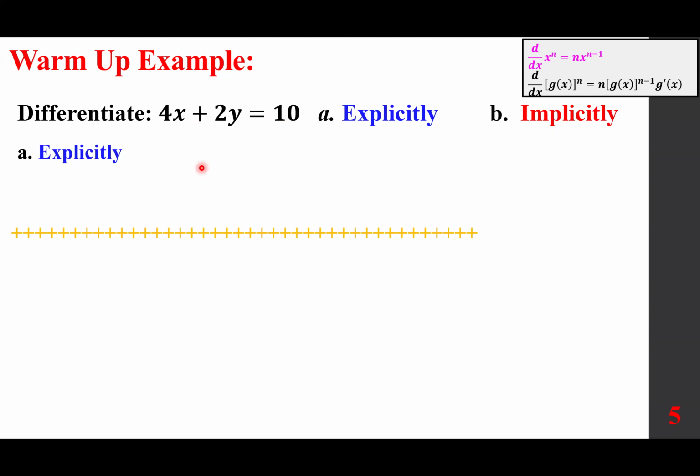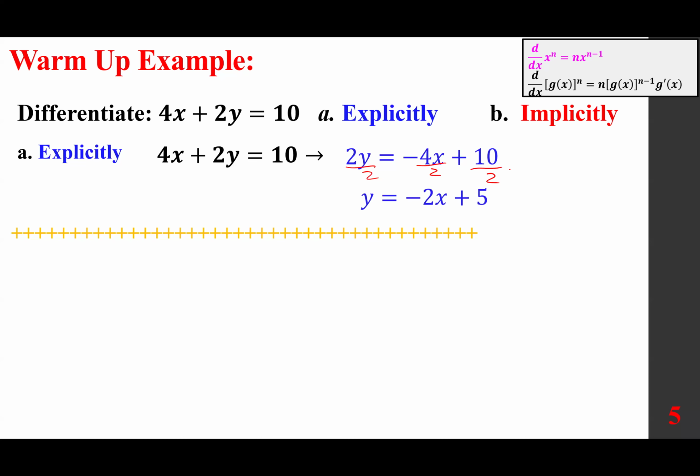Because it's easily solved for y, we're going to go with the explicit format first. So that means I'm going to move the 4x and make it negative on the right side. So 4x plus 2y equals 10 becomes 2y equals minus 4x plus 10. I'm going to divide everything by 2. y becomes negative 2x plus 5, and therefore y prime is simply negative 2. So explicitly, we came up with the answer because it was easy to solve for y.